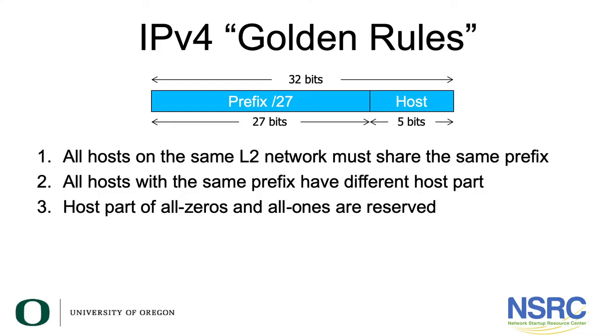So what are the IPv4 golden rules? All hosts on the same L2 network must share the same prefix. This was mentioned earlier. That means the prefix portion of the IPv4 address in the same L2 network does not change. All hosts with the same prefix also have a different host part. In the previous example, you saw that the 5 host bits are the ones that are changing. Host part of all zeros and all ones are reserved. Host part of all zeros is considered a network address, and all ones is considered a broadcast address.